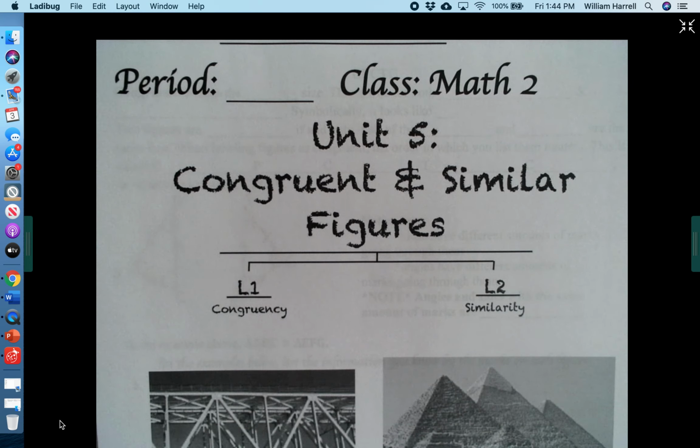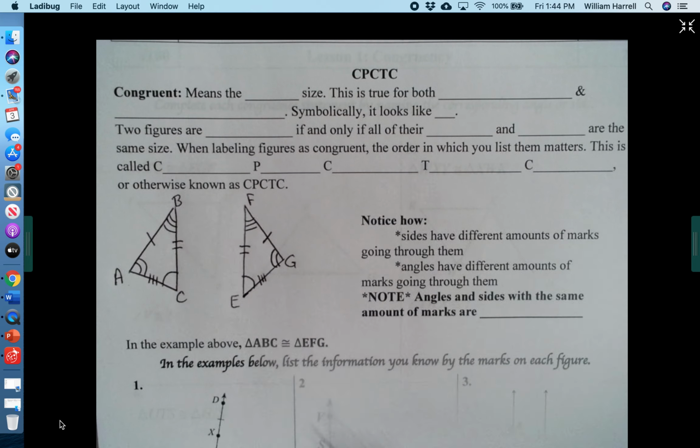Starting a new unit, Unit 5, Congruent and Similar Figures. We're going to look primarily at triangles in Math 2. Starting off with Lesson 1, we're going to talk about congruency and the different theorems to prove triangles are congruent.